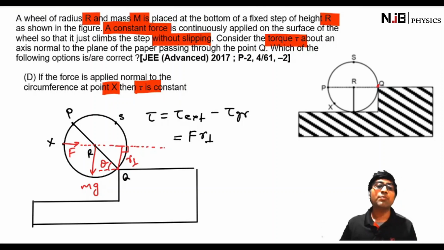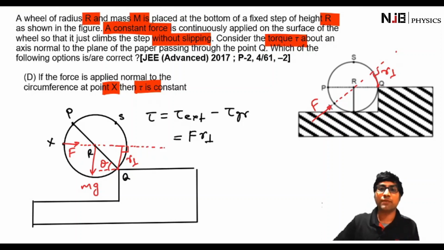Now you see, this R perpendicular is not going to change with time as the disk is climbing up the stairs. It is very much clear from the geometry itself. So if you look at even the initial situation, then you will see that if you apply this force F at this point X, now you draw a perpendicular from this point Q on this line of action of force, this R perpendicular will still remain the same. That means the external torque is going to remain constant and it is not going to change with respect to time. Now the second term is torque due to gravity. So what is torque due to gravity? It is again the same, that is mg r cos theta.